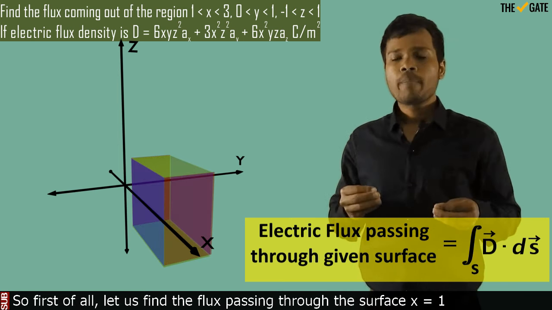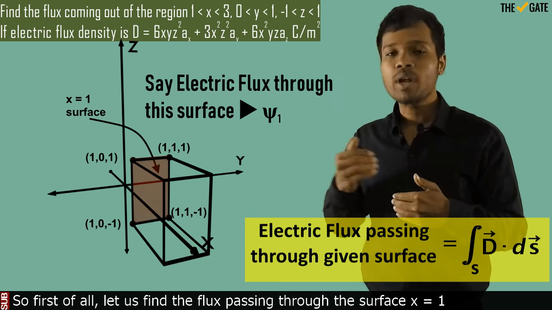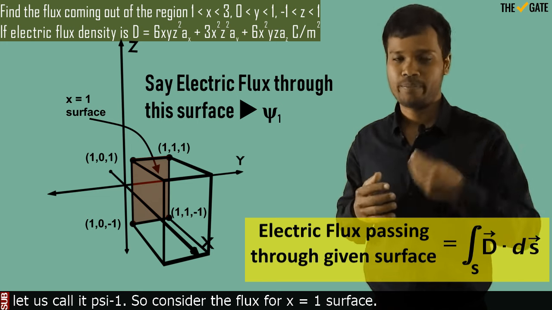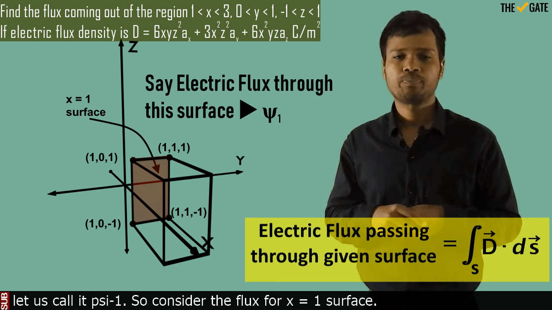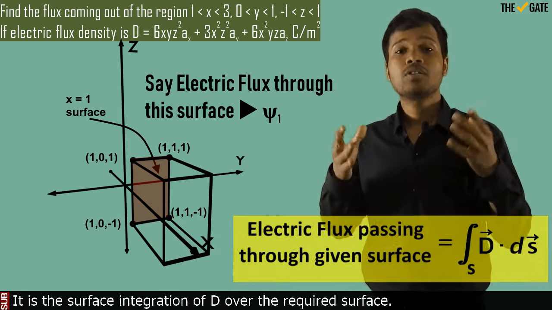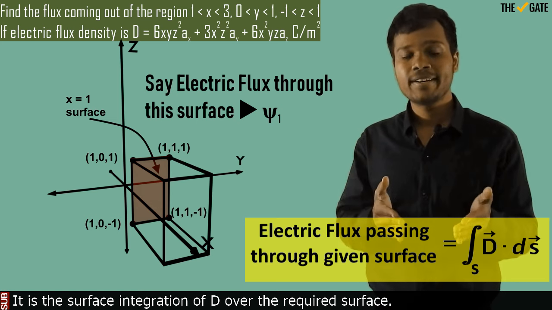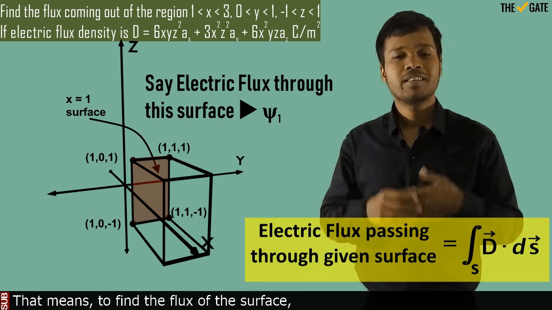So first of all, let us find the flux passing through the surface X equal to 1. Let us call it psi 1. So consider the flux for X equal to 1 surface. Now my dear, you already know the formula for the flux. It is the surface integration of D over the required surface. That means to find the flux of the surface, you must know all the basics of surface integration. And we have seen each and every detail, isn't it?